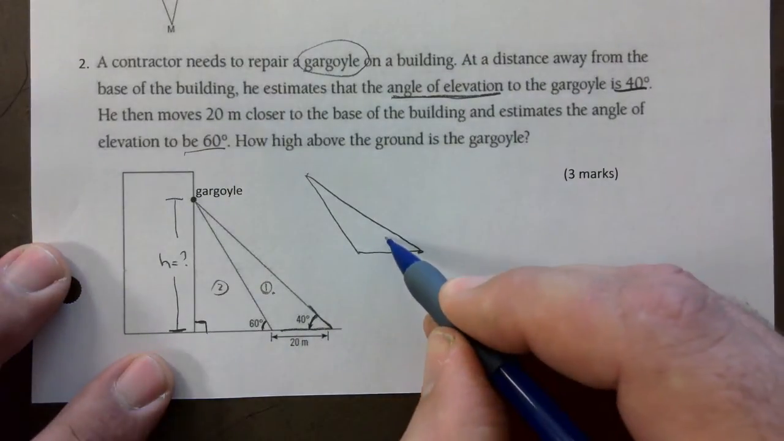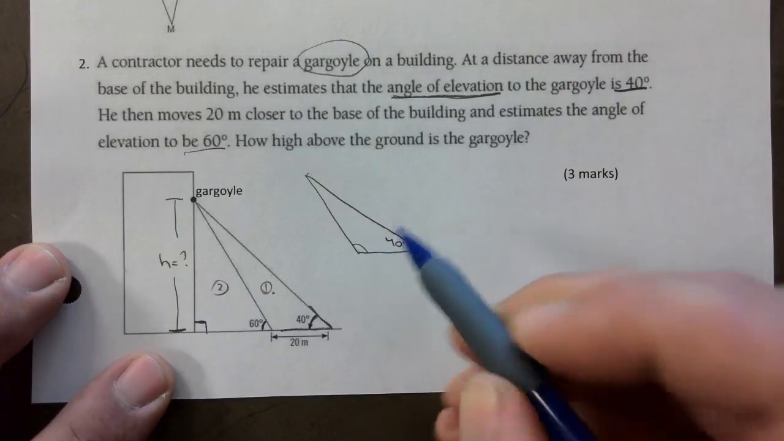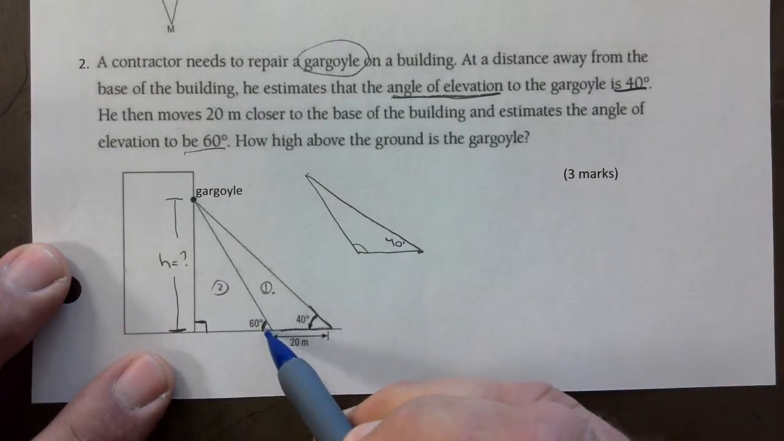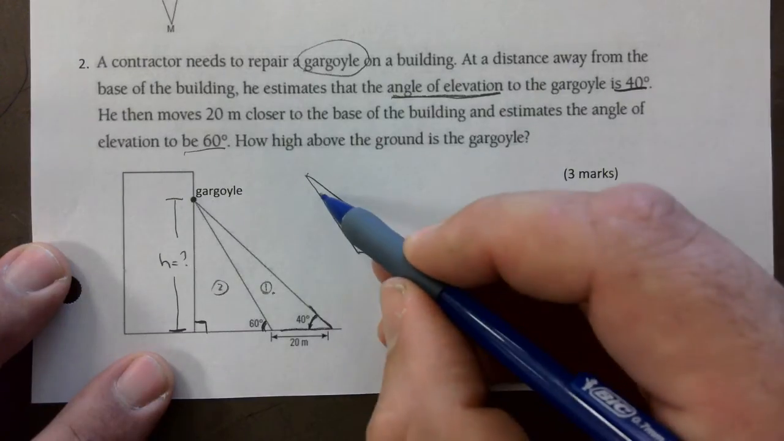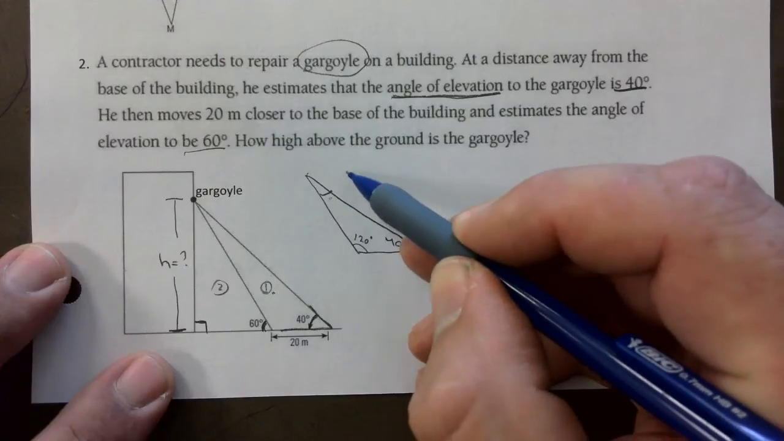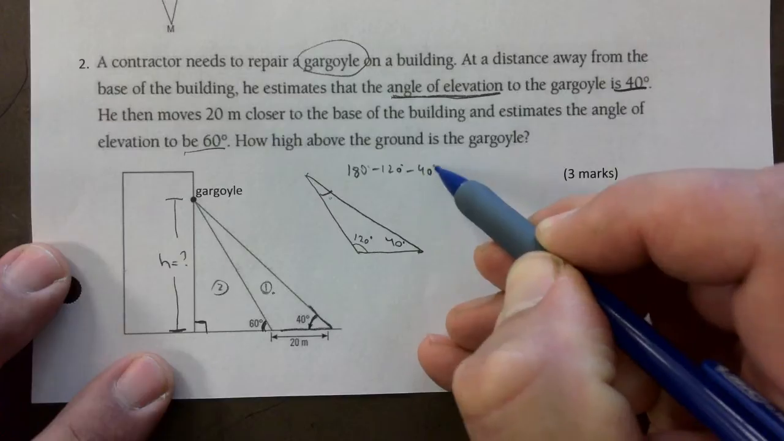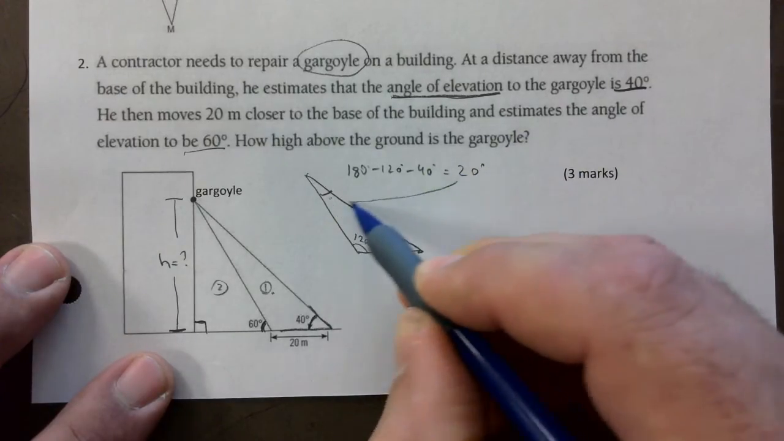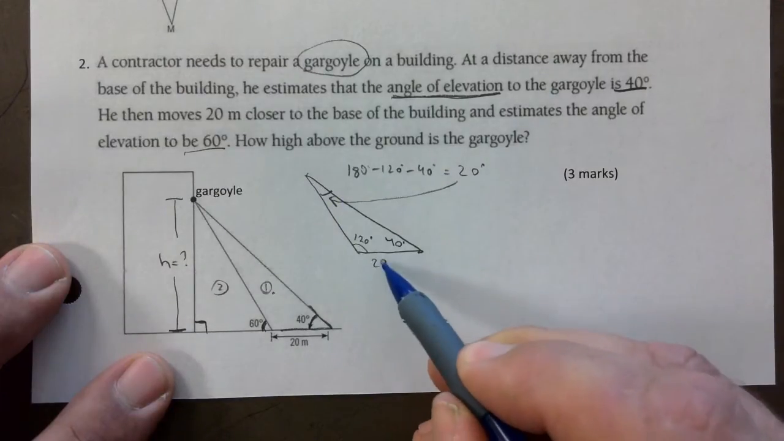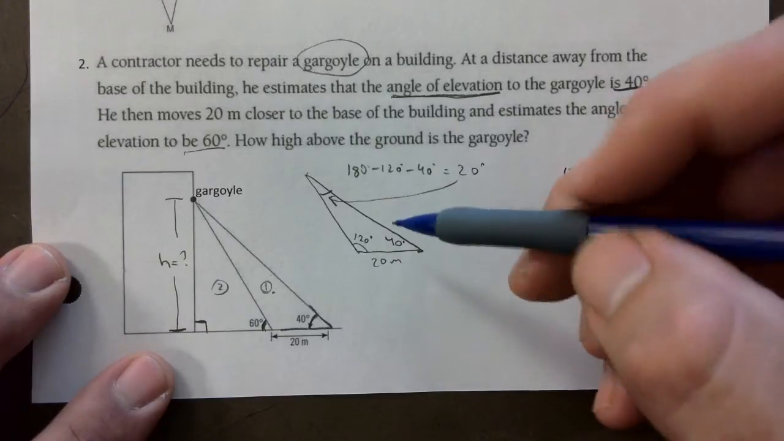Let's draw it out. This is 40. And what is this here? If this is 60, then this is 120. Okay? And therefore, this one up here is going to be 180 minus 120 minus 40. So that's 20 degrees. And this is 20 meters, which is somewhat confusing, okay? Because there's a bunch of 20s there.